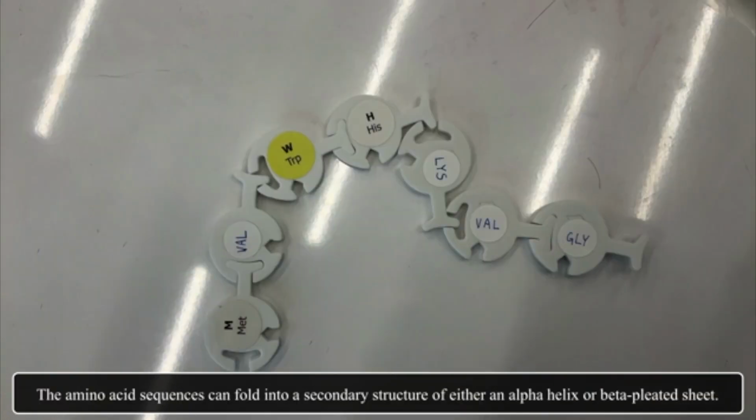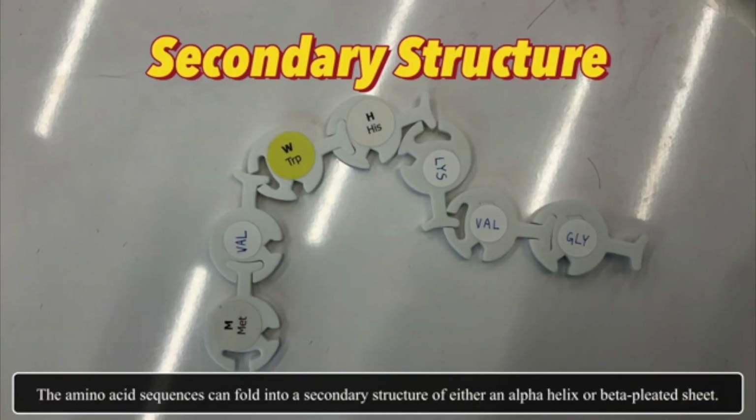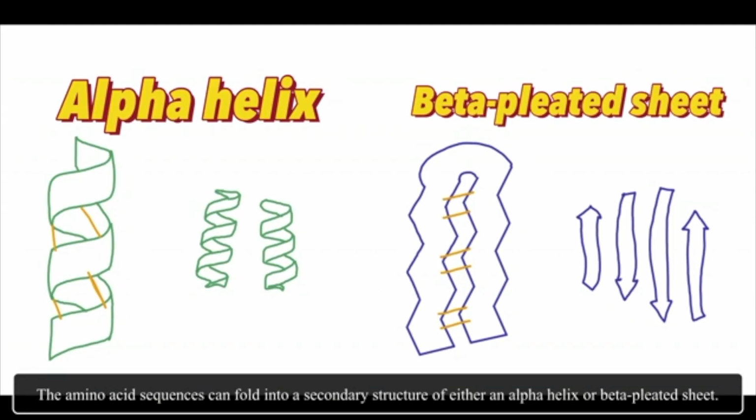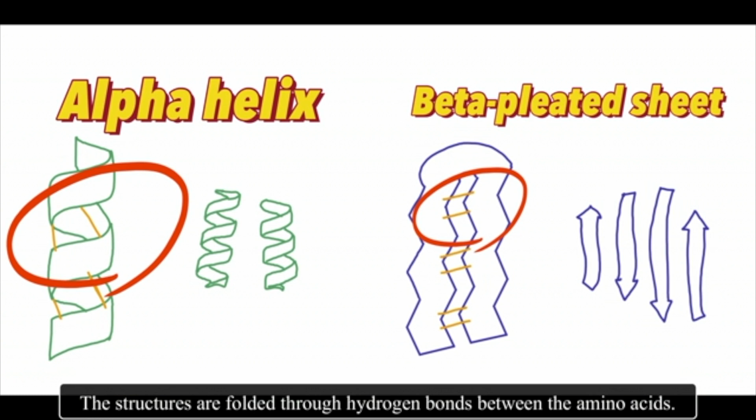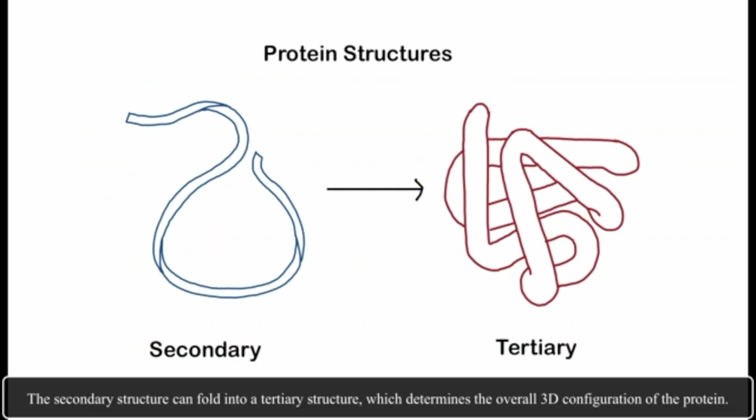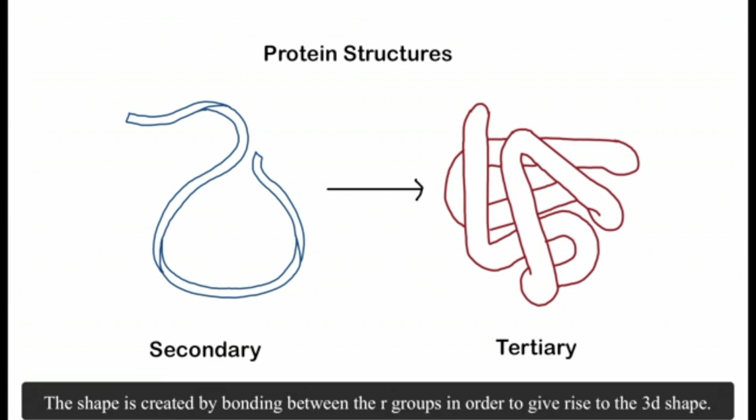The amino acid sequence can fold into a secondary structure of either an alpha helix or a beta pleated shape. The structures are folded through hydrogen bonds between the amino acids. The secondary structure can fold into a tertiary structure as well, which determines the overall 3D configuration of the protein. The shape is created by bonding between the R groups in order to give rise to the 3D shape.